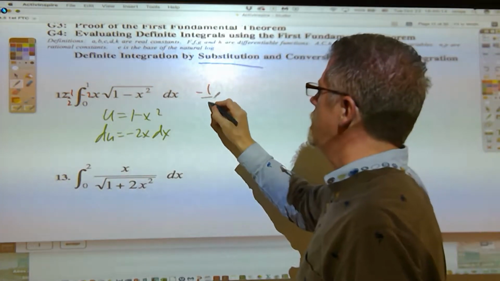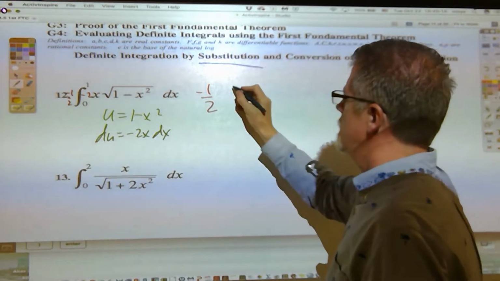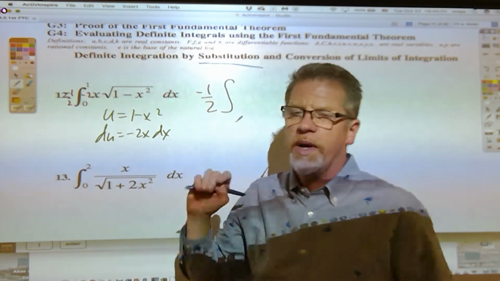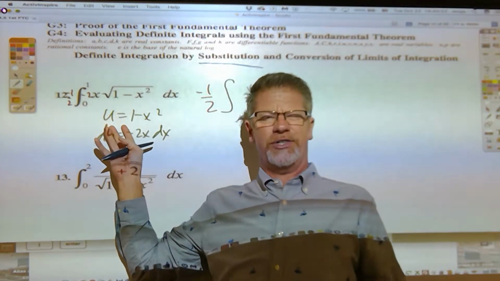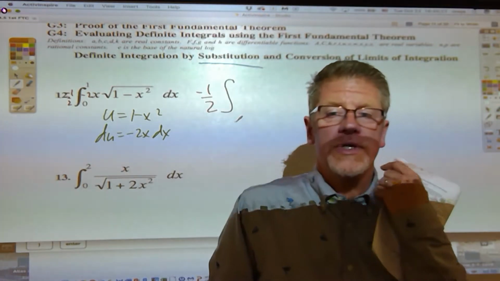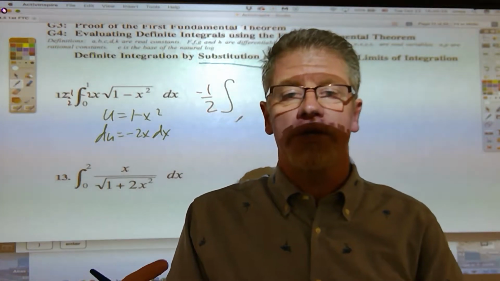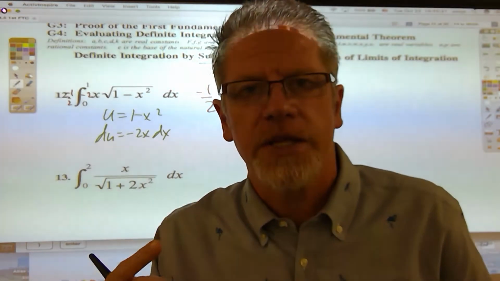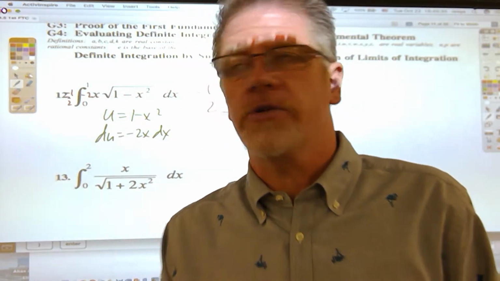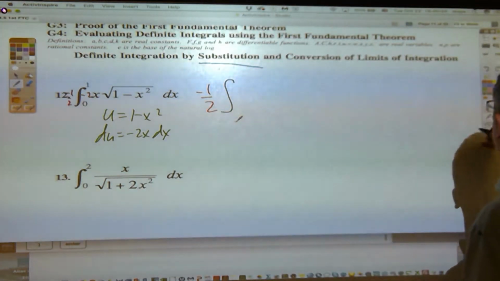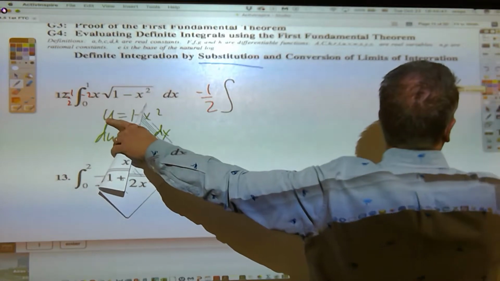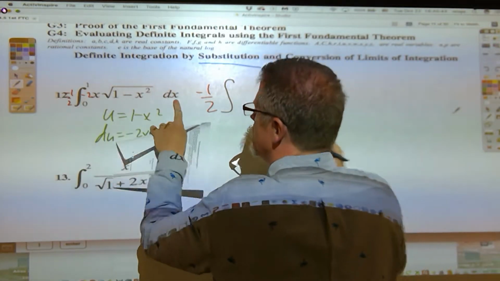We get negative 1/2 times the definite integral from, and here's the new part, whenever you use a U substitution with a definite integral, you are required to do this thing which you've never done before. It's called converting the limits of integration. We have to convert the limits of integration because these are currently, you probably haven't thought about this very much in the past, but these values of 0 and 1 are values of this variable.